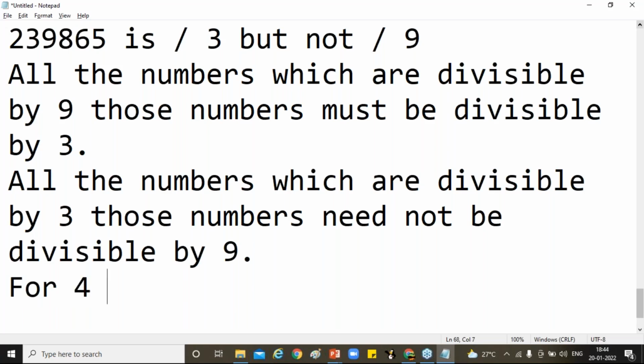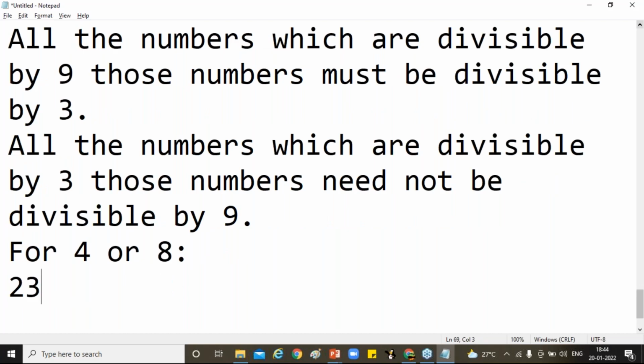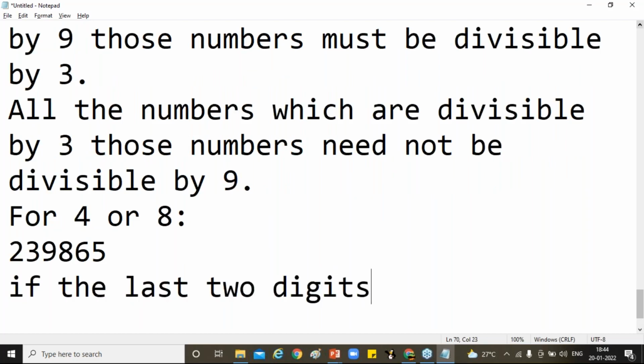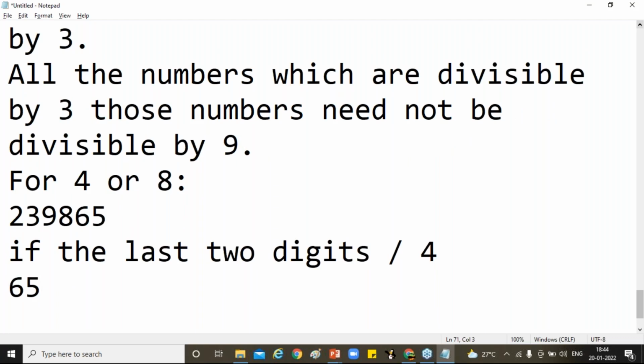Similarly, the condition for 4 or 8. For example, in the given number 239865, the divisibility condition for 4 is: if the last 2 digits of the given number are divisible by 4, then the whole number is divisible by 4. The last 2 digits are 6, 5. So if 65 is divisible by 4, then the whole number is divisible by 4. Otherwise, it is not divisible by 4.